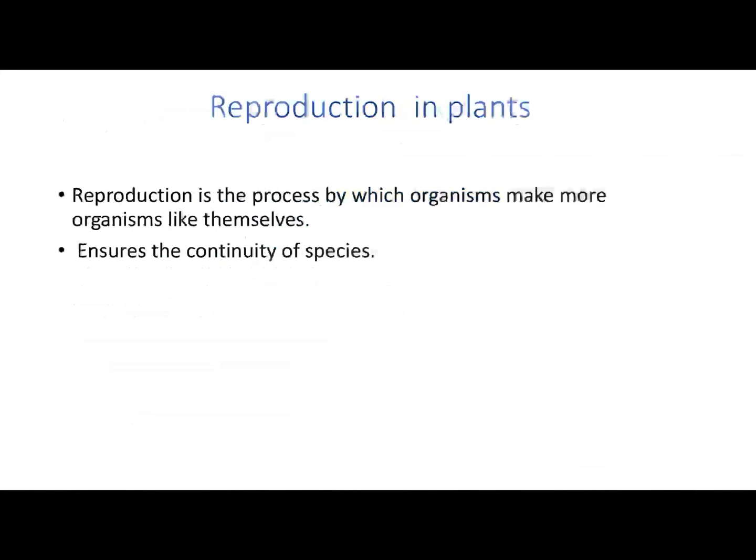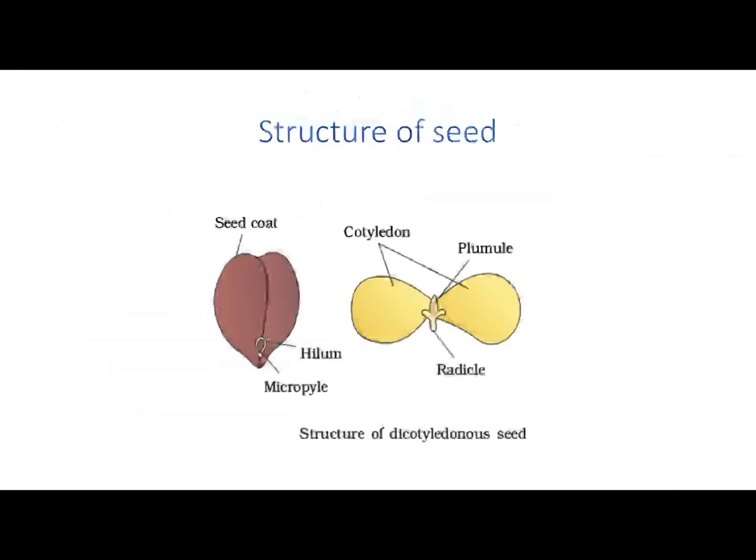In another way, you can say that reproduction is the process by which organisms make more organisms like themselves. Reproduction maintains the continuity of a species generation after generation. There are two ways of reproduction: reproduction through seeds or reproduction through different parts of the plant like root, stem, and leaf.